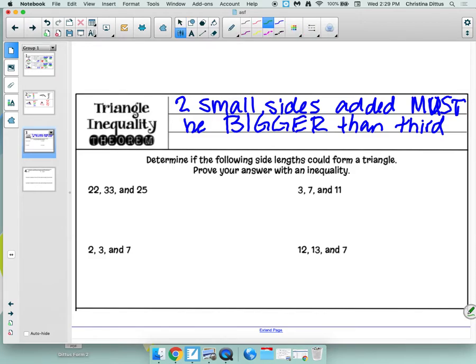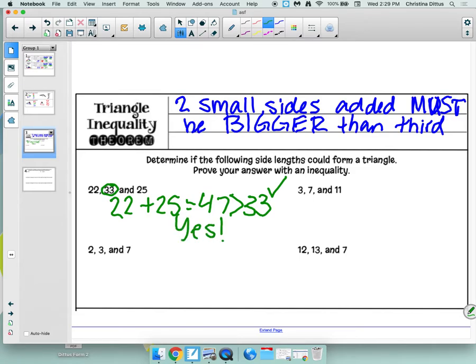What are my two small numbers out here? 22 and 25. Okay, so 22 plus 25, what's that total? 47. Is 47 bigger than that third side, 33? Yes. So can I have a triangle? Yes. That's it. We don't have to do the other thing. If you do the other thing, we're asked what kind of triangle it is, acute, obtuse, or right.